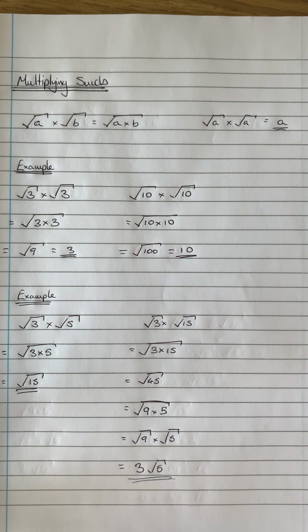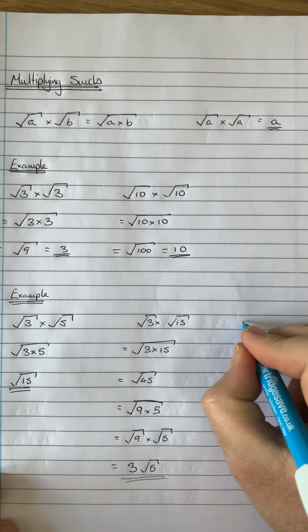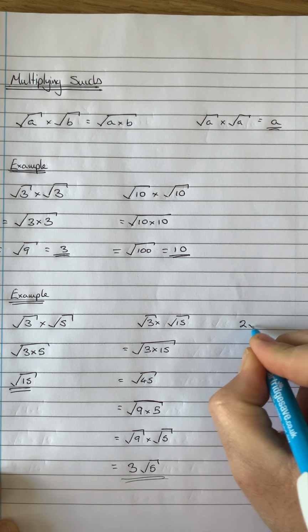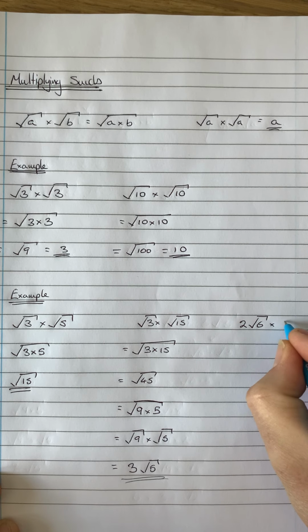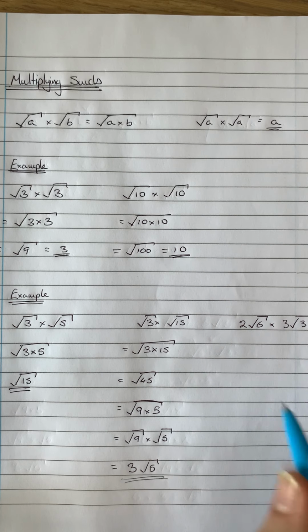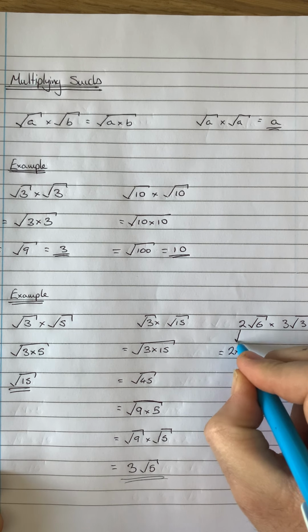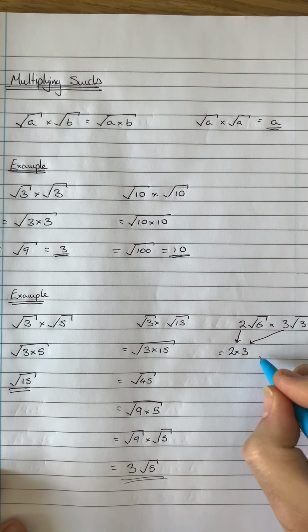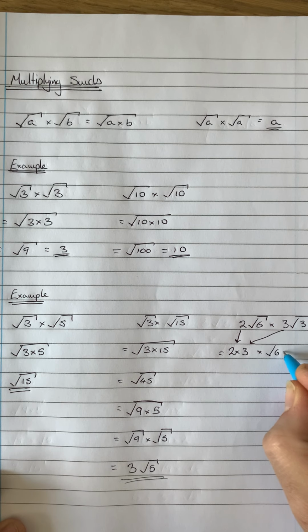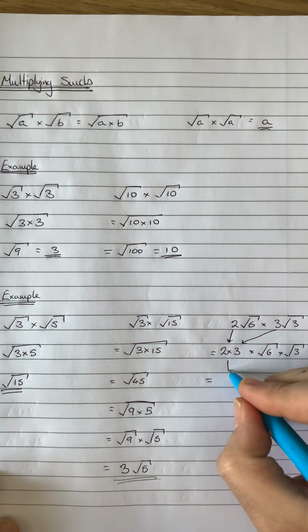So there might be a bit of simplification needed in these examples. But what if they're different and they have numbers in front of them? So let's just say we have 2 root 6 times 3 root 3. Now these whole numbers at the front, we can take them together. So 2 times 3, so there's that one, and there's that one. The roots, however, put them together next to one another. And then we can just start our process again.